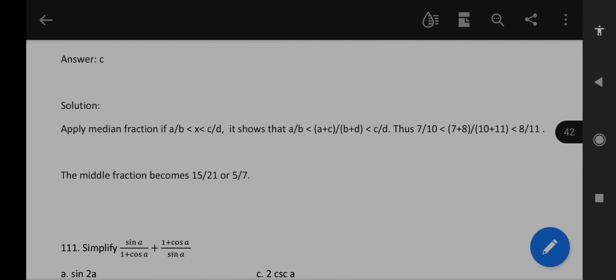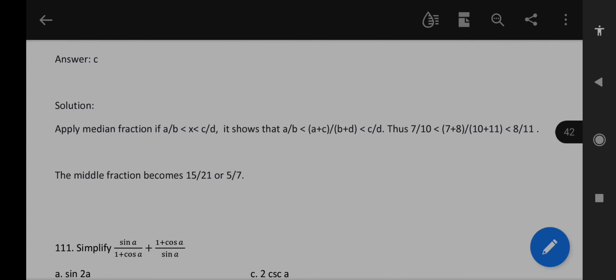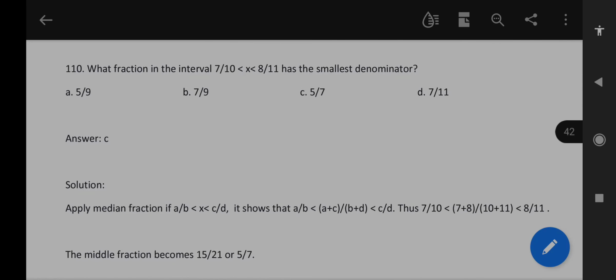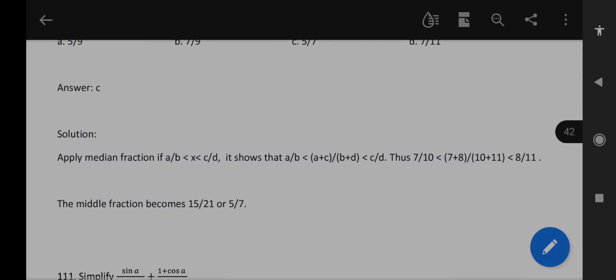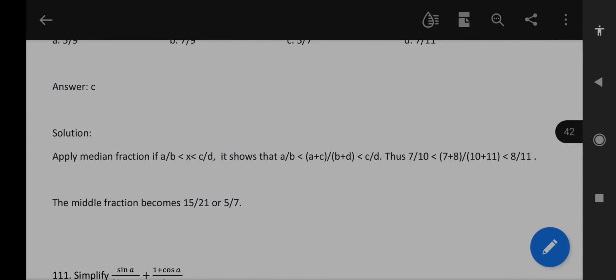So, kung nahirapan ka intindihin itong paliwanag sa solusyon na to, i-lukspam mo na lang itong tanong na to sa 110. Kung kita mo yan, tanong na yan sa board exam, sagot yan ay letter C, 5/7. Pero ito na rin yung kanyang solution. Pinakita ko na sa inyo. Okay? Sige.